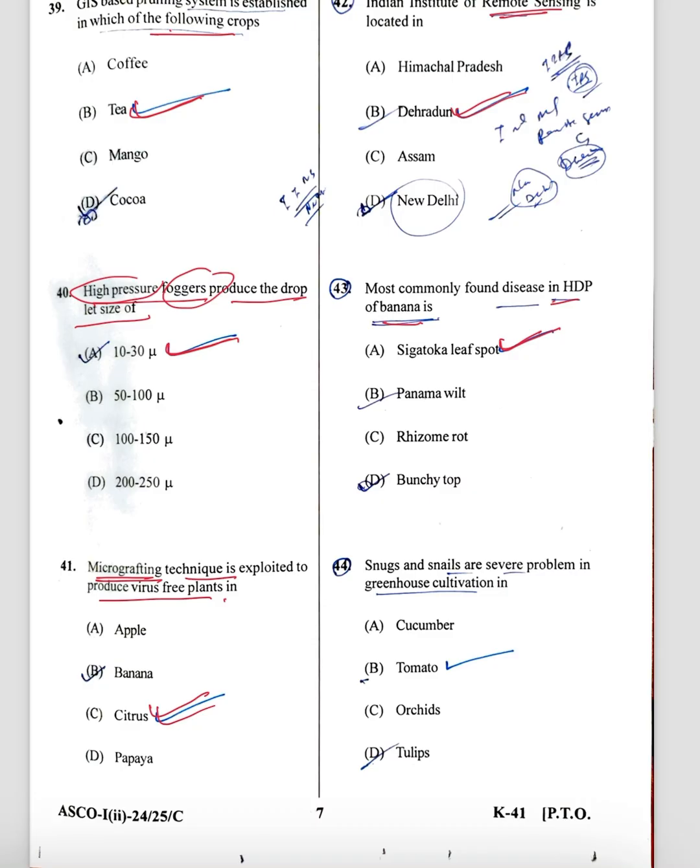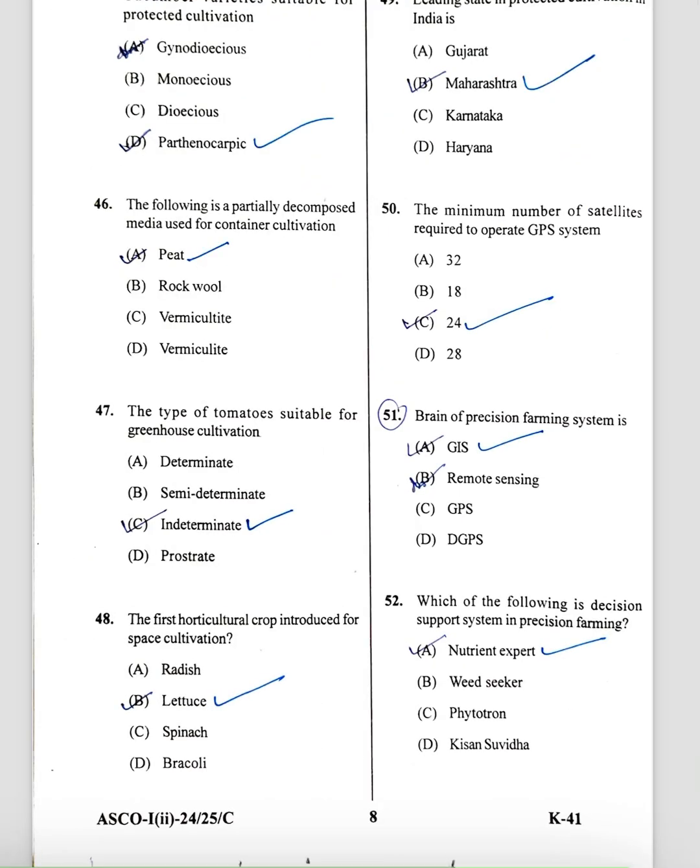Then slugs and snails are a severe problem in greenhouse cultivation in case of tomato, but might be in case of tulip also, but most probably it will be tomato. You can check it. Then next coming to cucumber varieties suitable for protected cultivation. So basically the parthenocarpic varieties are majorly used for protected cultivation.